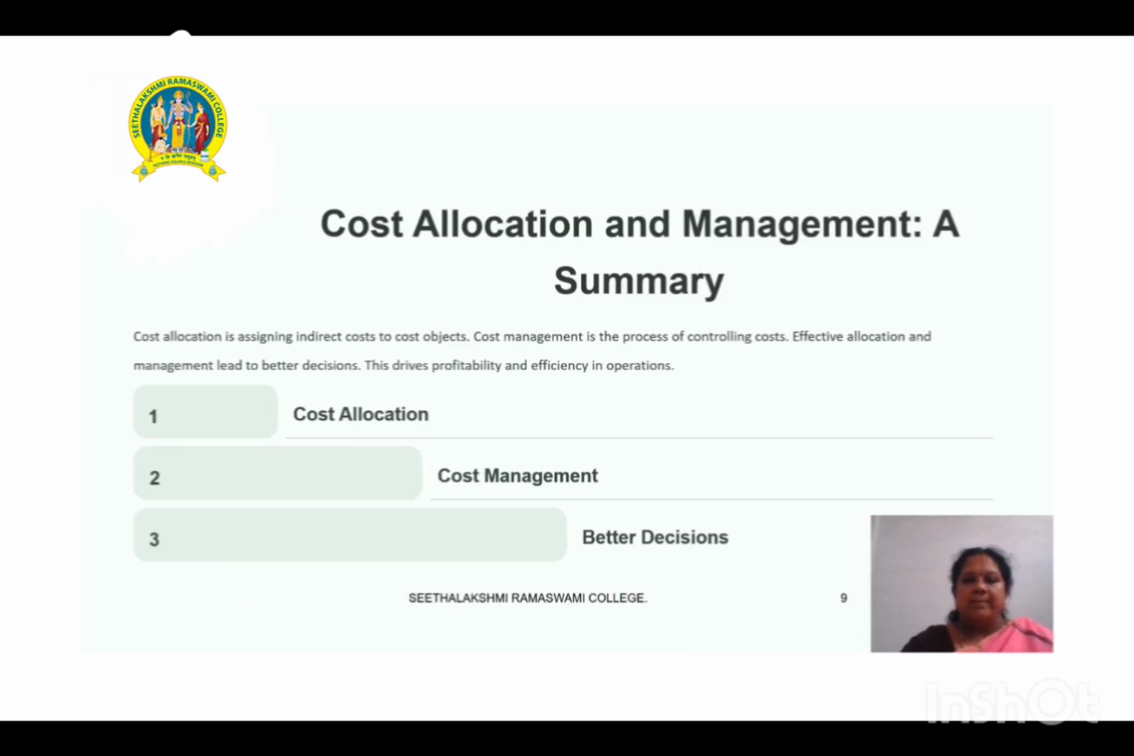Cost allocation and management. Cost allocation is assigning indirect cost to cost objects. Cost management is controlling of cost. Effective allocation and management lead to better decisions. This drives profitability and efficiency in operation.